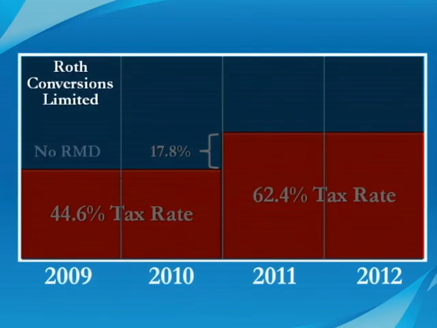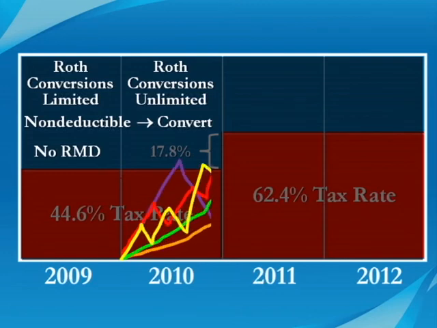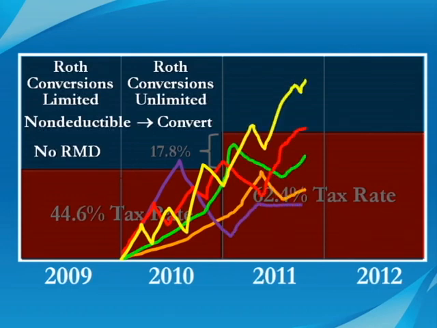If you're over the income limits for Roth conversions this year, those limits go away next year. You can convert in January 2010, and you'll have until October 15th of 2011 to decide which accounts to keep and which accounts to recharacterize.